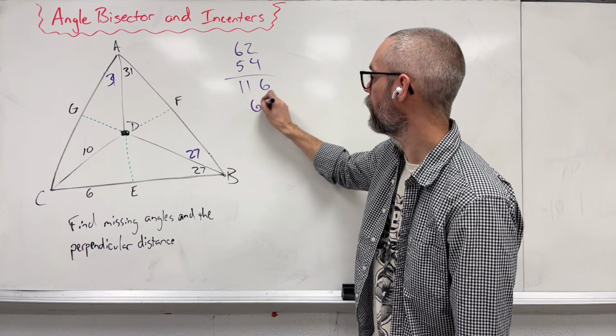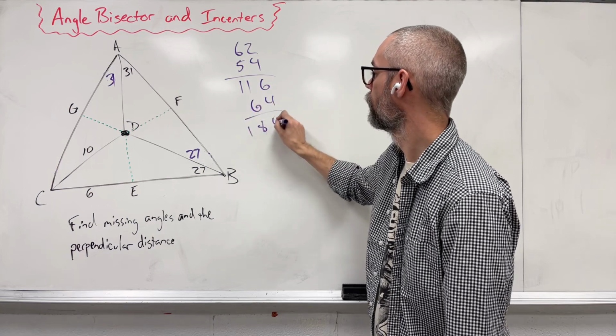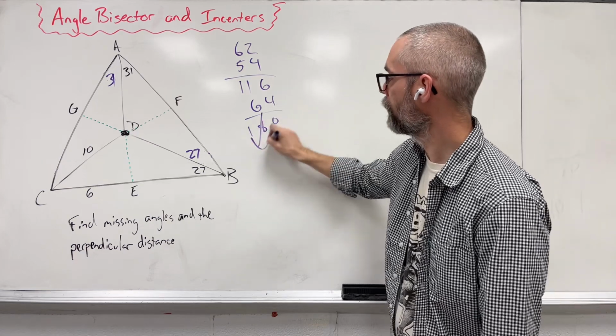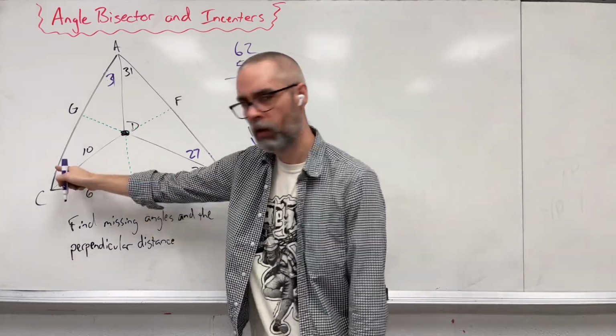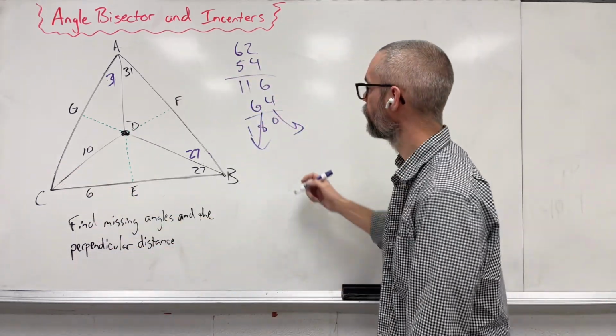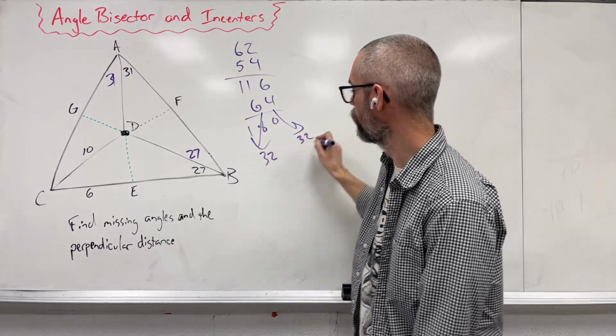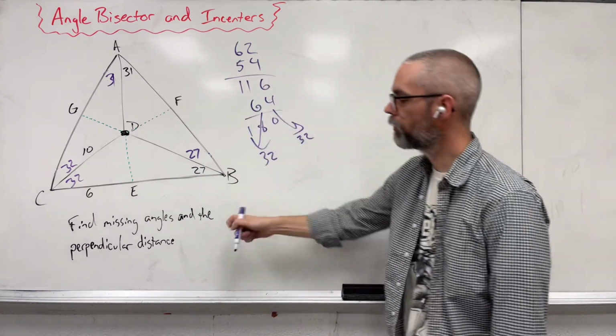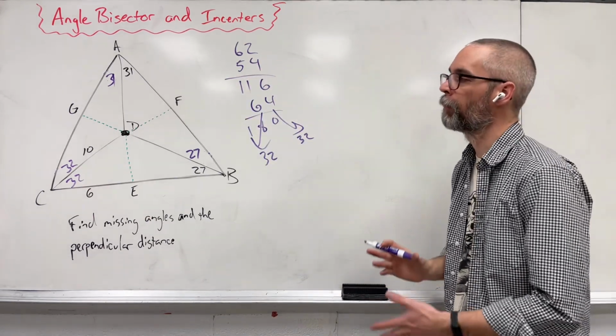So we're missing 64 to get us there. That 64 then has to get split into two parts because we have an angle bisector, two equal parts, giving us 32 and 32. That's what's left. So that's the first thing that we need to find, our missing angles there.